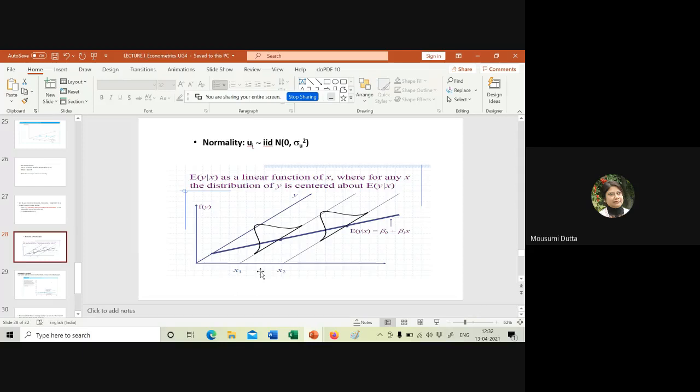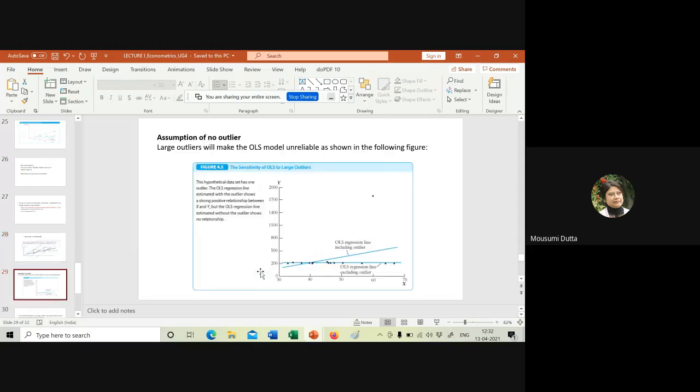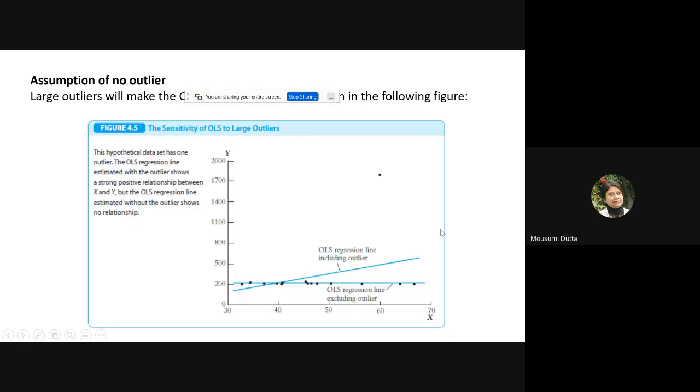Next, I'll tell about some assumption which is a general requirement. Okay, general requirement. This is not the assumption related to the random error component. In this context, the idea of expectation, etc., I'll clarify. This is the assumption of no outlier.